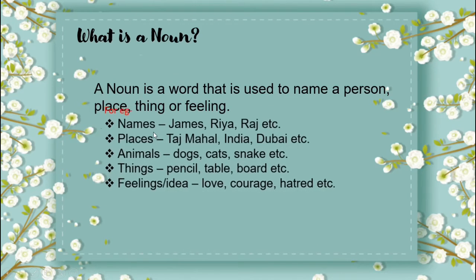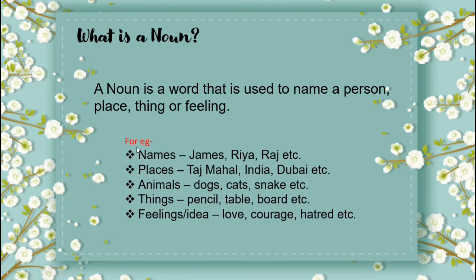Let's now see a few examples. Names like James, Ria, Raj, etc. Places like Taj Mahal, India, Dubai, etc. Animals like dogs, cats, snakes, etc. Things like pencil, table, board, etc. Feelings or ideas like love, courage, hatred, etc.